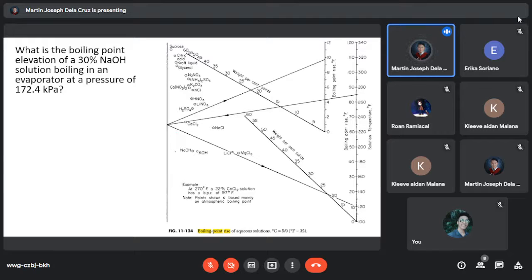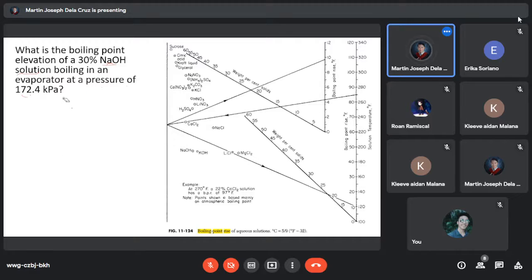So dito naman, what is the boiling point elevation of a 30% NaOH solution boiling in an evaporator at a pressure of 172.4? Ito class, na solution na siya, no? Kaya dito tayo mag-assume ng boiling point rise to get your real boiling point rise. Okay? But, we take note class na instead of temperature, ang sinabi is pressure class. So, we have a pressure of 172.4 kilopascal.